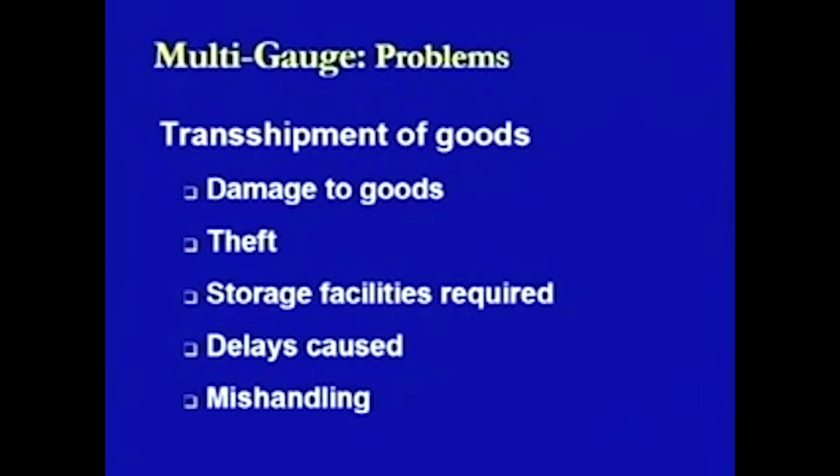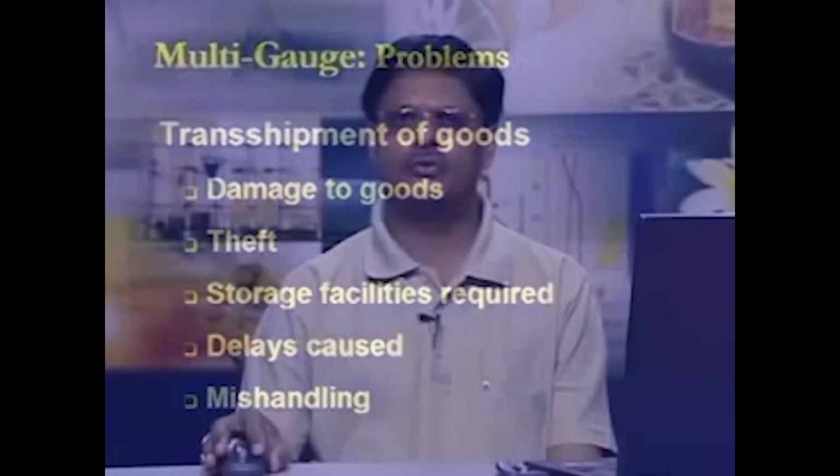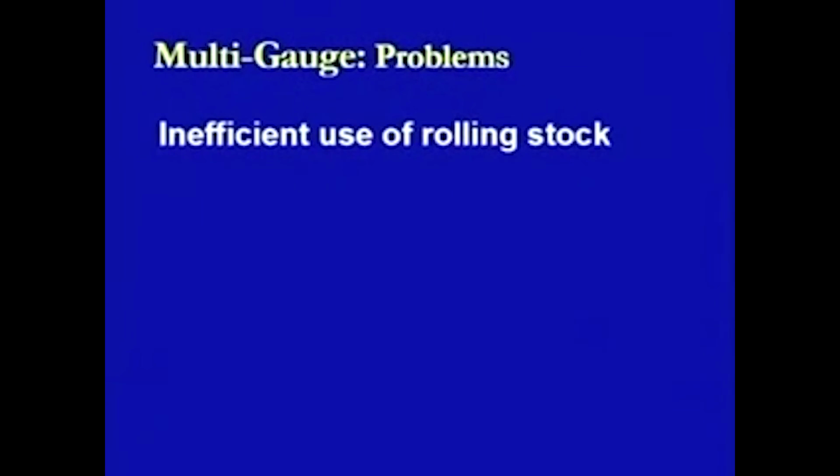Mishandling. Mishandling is again another specific case related to goods only. That is, instead of going to place B, the things are going to place D because of just a mishandling case. Then there is an inefficient use of the rolling stock.